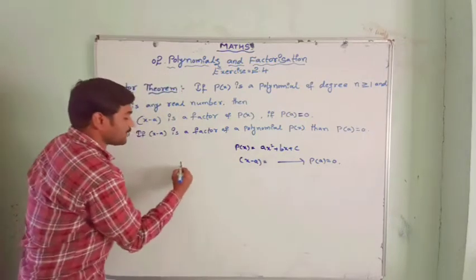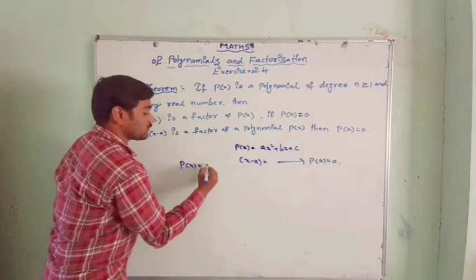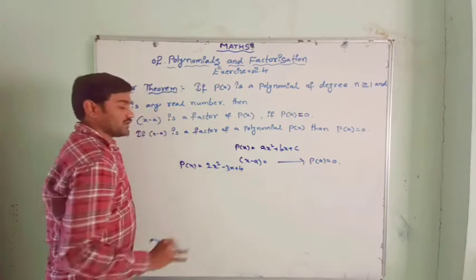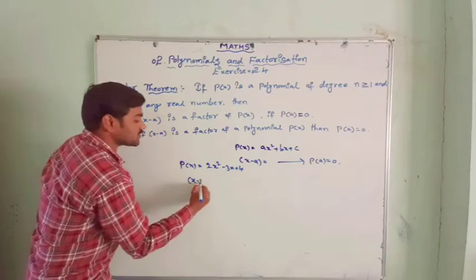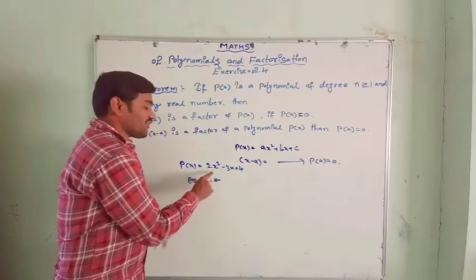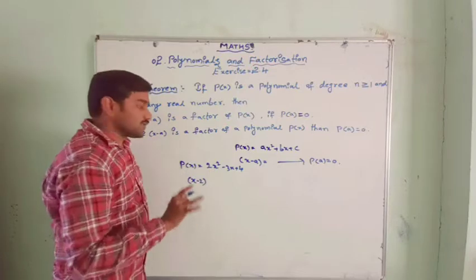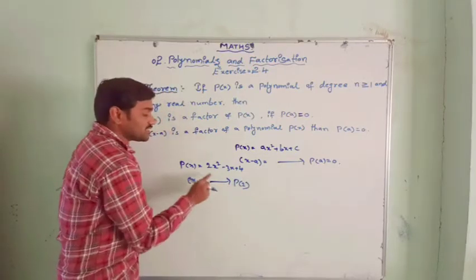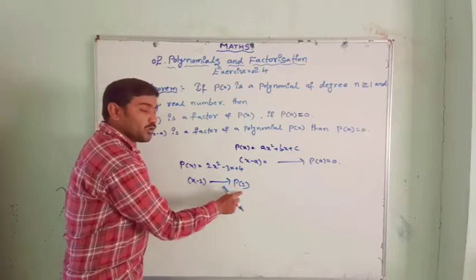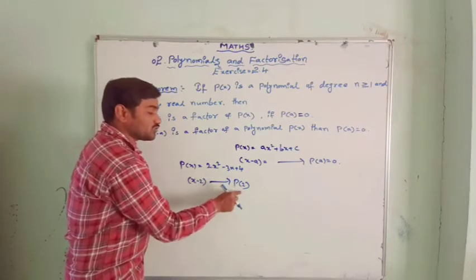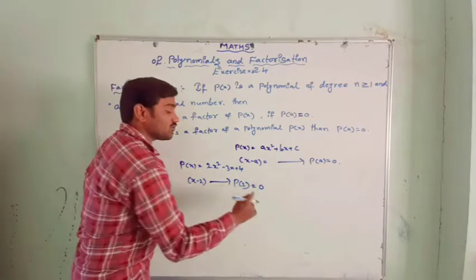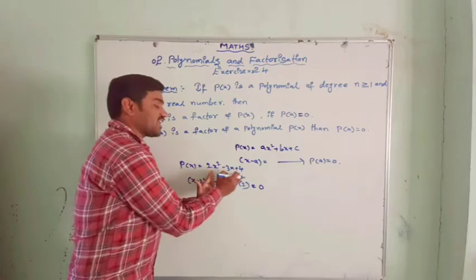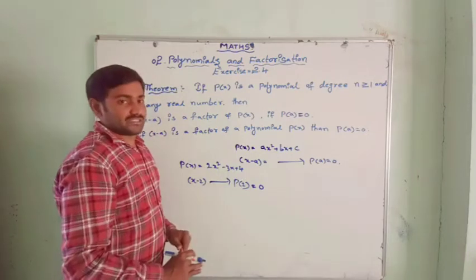Suppose one more example: p of x equals 2x square minus 3x plus 4. Is x minus 2 a factor of this p of x or not? How to check? Simple. Substitute p of 2, that means replace x with 2. If you get p of 2 equal to 0, that means x minus 2 is a factor of the given p of x.